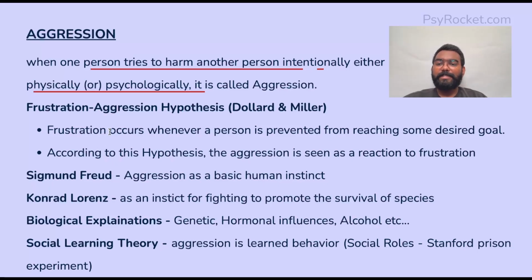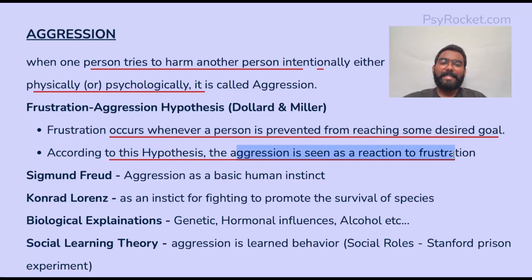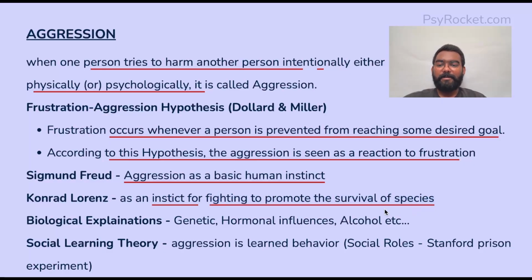What they had said was, first of all, what is frustration? It occurs whenever a person is prevented from reaching some desired goal. According to this hypothesis, aggression is seen as a reaction to that frustration. So whenever you wanted to do something and it did not happen, it will lead to frustration and it will further lead into aggression. Whereas Sigmund Freud explained aggression as a basic human instinct. And then there is Lorenz, who explained aggression as an instinct for fighting to promote the survival of the species.